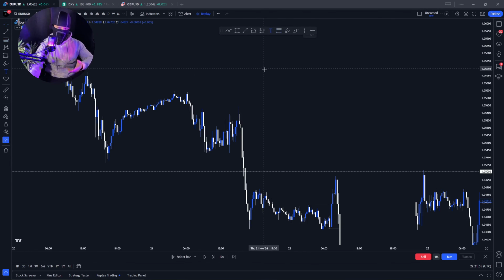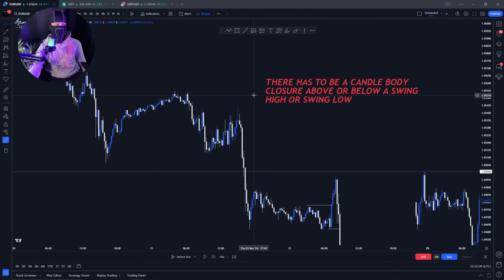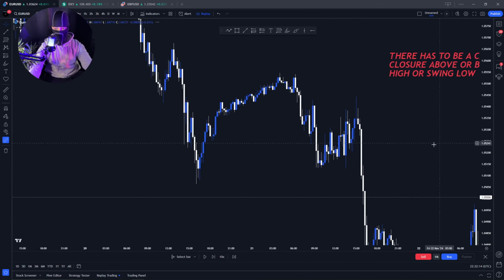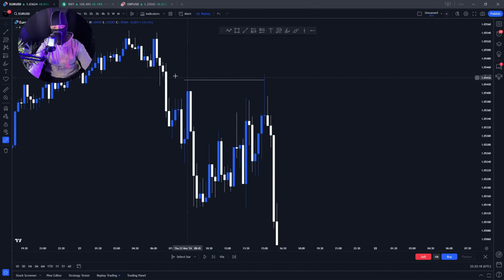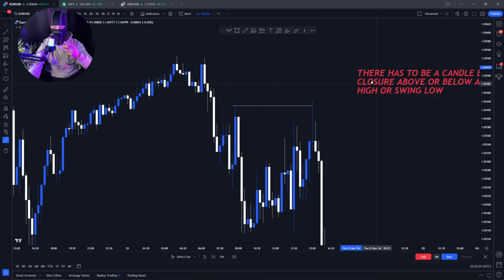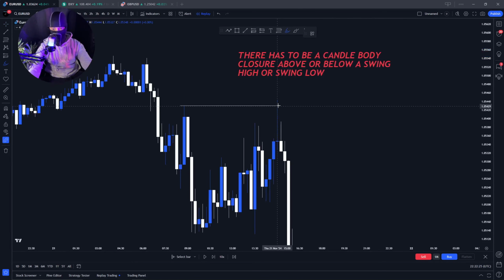What is the second rule you're asking? Very simple. There has to be a candle body closure above or below a swing high and a swing low. What do I mean by that? Let me show you. Like I said, calm down, you're going to get some. This here is a swing high and price goes above the swing high. However, what does it do? It invalidates this second rule. Why? Because the body didn't close above this swing high. This is just a wick. This entire thing is just a wick. There's no body closing above this swing high. So in this case, this is not a breaker structure to me. This is just a fake out.